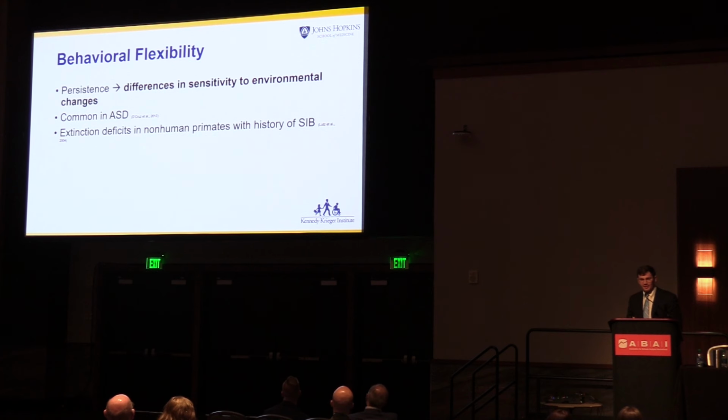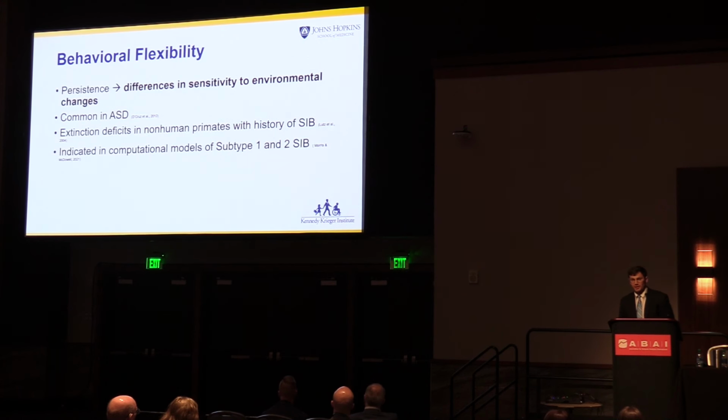Yet another hypothesis is that the differential persistence of subtype 2 SIB has to do with deficits or differences in sensitivity to changes in the environment, diminished behavioral flexibility. We know that individuals with autism spectrum disorder certainly present with deficits in behavioral flexibility. Very interesting research from the non-human primate literature: you see diminished behavioral flexibility and extinction deficits in non-human primates with a veterinary record of SIB relative to non-human primates without a veterinary record of SIB. And computational models of subtype 1 and subtype 2 in McDowell's evolutionary theory of behavior dynamics also point to differences in sensitivity to changes in the environment as an important variable that might underlie these subtype-specific differences.